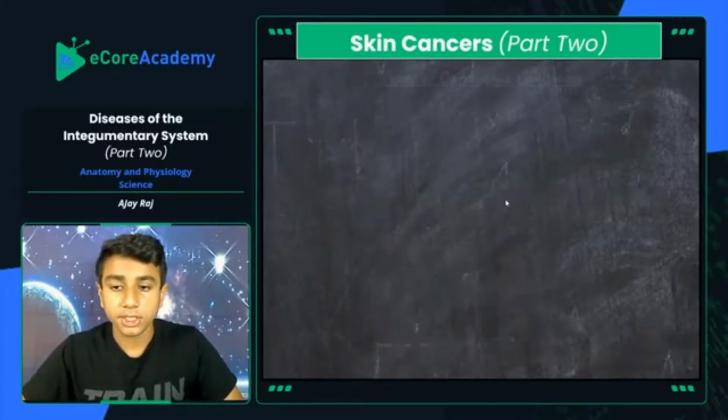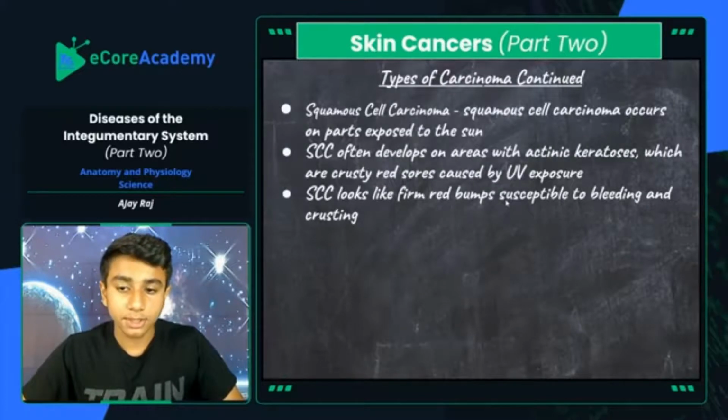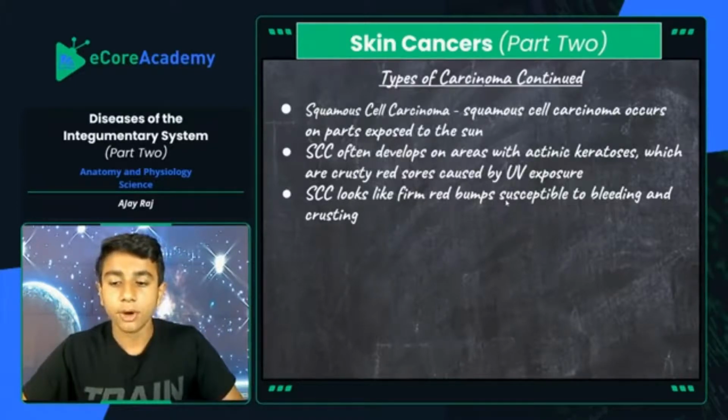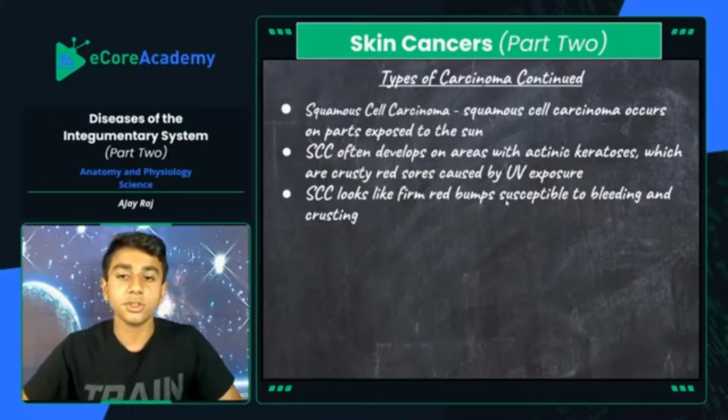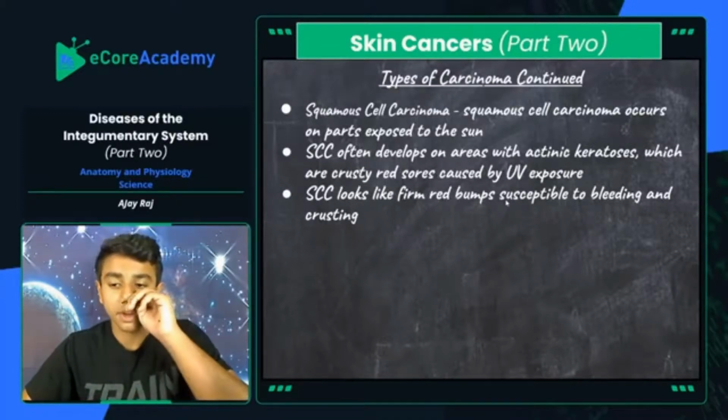So let's move on to our second type of carcinoma, or skin cancer, and we have squamous cell carcinoma. So we had basal cell carcinoma, and this is squamous cell carcinoma. And the difference between these two is they attack different kinds of cells. So the basal cell attacks the basal cells, and squamous attacks squamous cells. So squamous cell carcinoma occurs on parts exposed to the sun. Basically, it's what happens in response to UV exposure, which is ultraviolet radiation, radiation emitted from the sun that is actually very harmful.